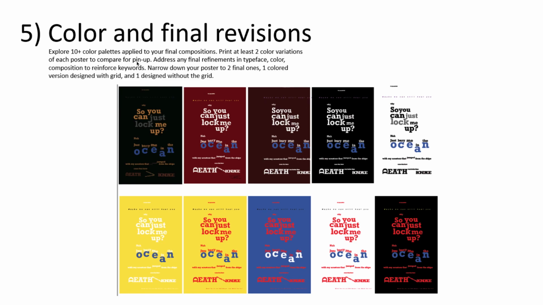So for this pinup, you're going to have basically 4 posters: 2 of poster A, the one without the grid, and 2 of poster B with the grid. And then after that pinup, you're going to narrow down your poster to 2 final ones, one colored for each poster. And that's about it.